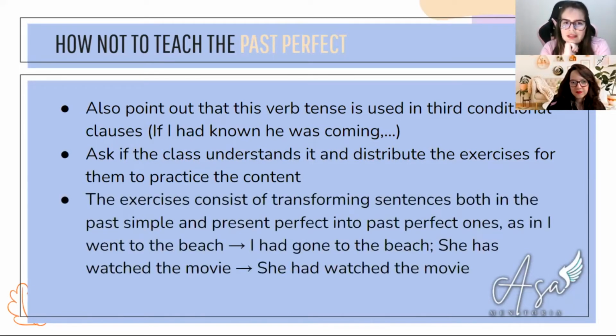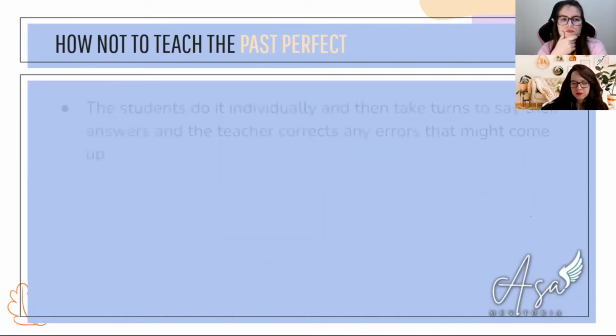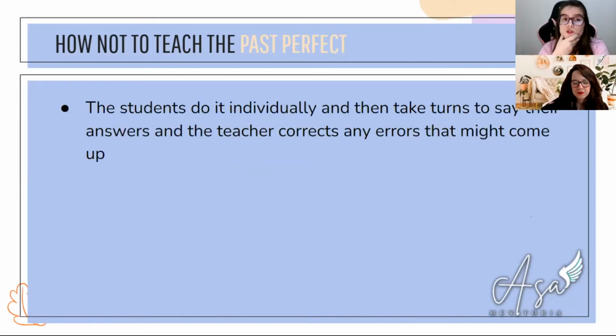The exercises consist of transforming sentences both in the past simple and present perfect into past perfect ones, as in, I went to the beach, I had gone to the beach. She has watched the movie, she had watched the movie. And this is the exercise, right? Then the students do this exercise individually and then take turns to say their answers, and the teacher corrects any errors that might come up.